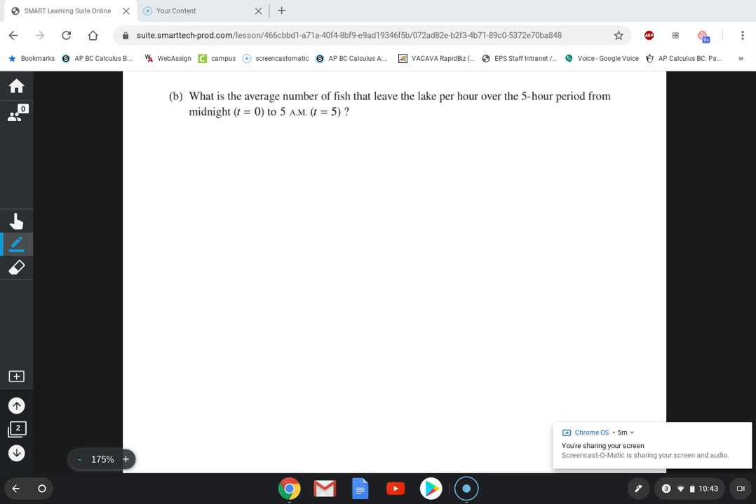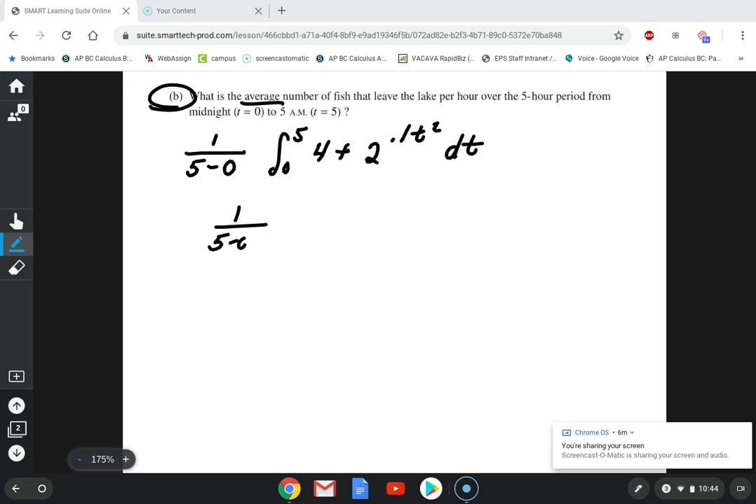Continuing where we left off, we are now going to look at part B, and it asks, what is the average? It's important that you remember how to find the average. The average value with integrals is equal to 1 over b minus a, upper boundary minus lower boundary, times the integral from 0 to 5 of 4 plus 2 to the 0.1 t squared dt. But in all reality, you could write 1 over 5 minus 0, the integral from 0 to 5, and put the L of t dt. You wouldn't need to write out the actual formula.